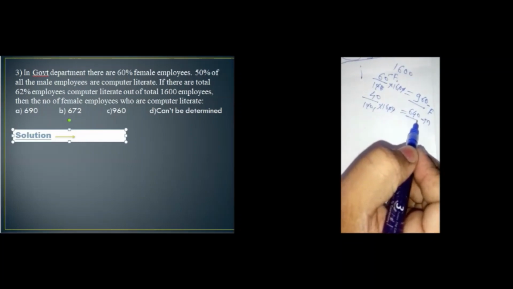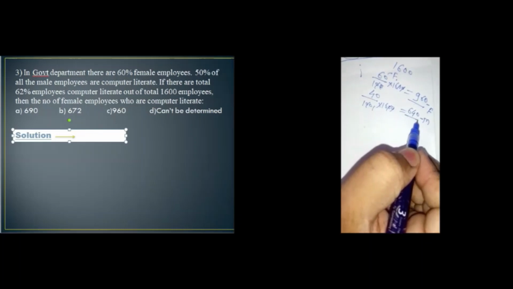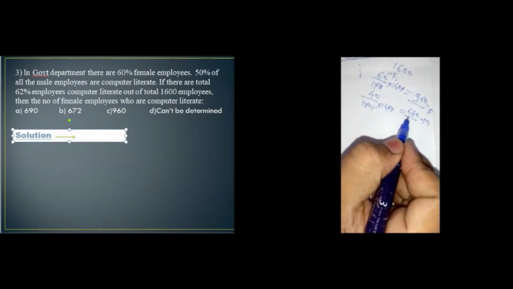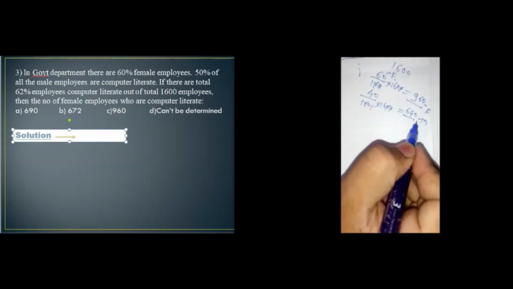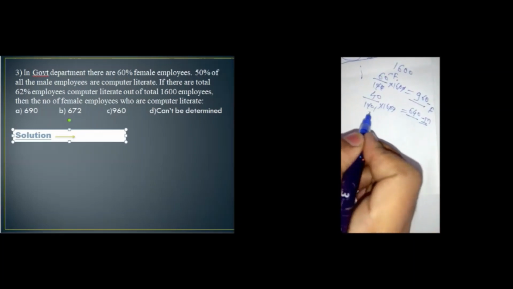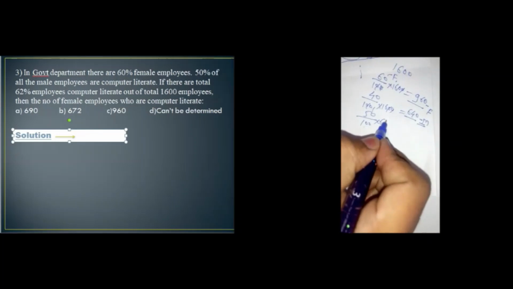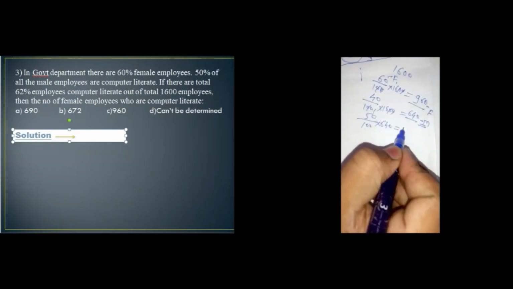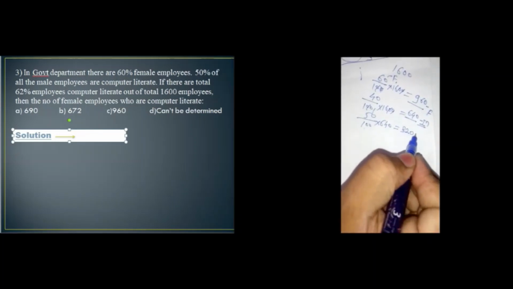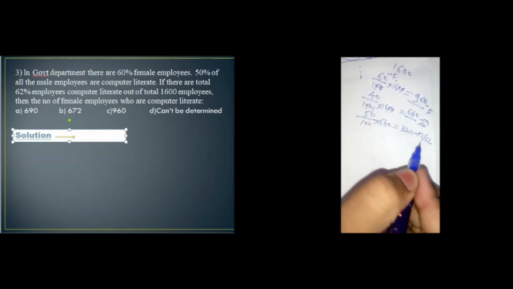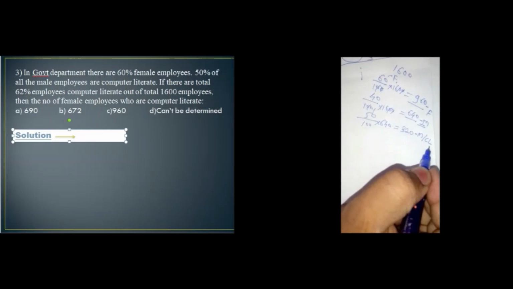Again, it has been said that 50% of male employees are computer literate. So 50% of the total male employees, which are 640, are computer literate. So it is going to be 320. So these are male employees who are computer literate. CL stands for computer literate.